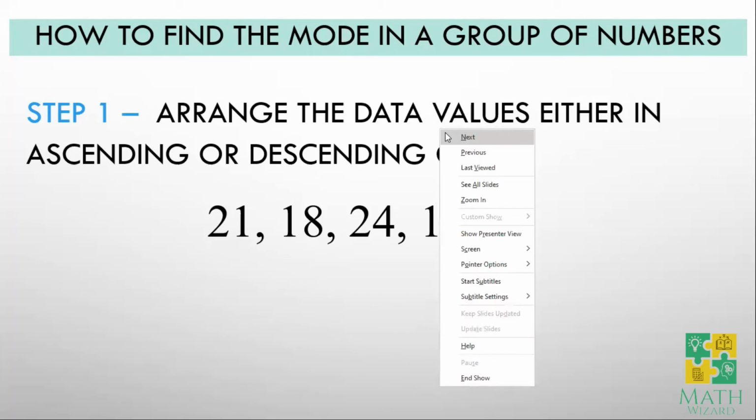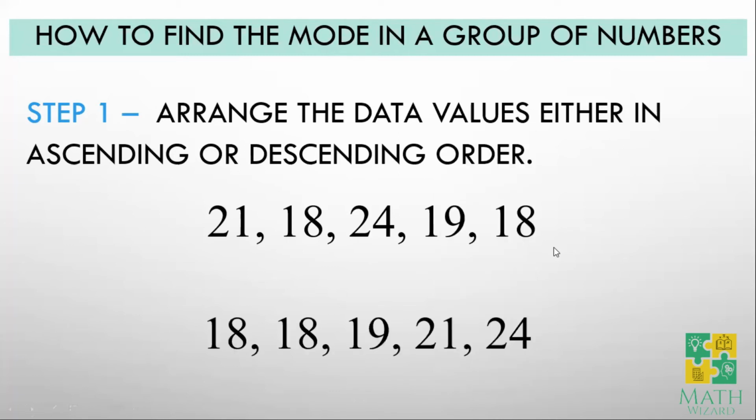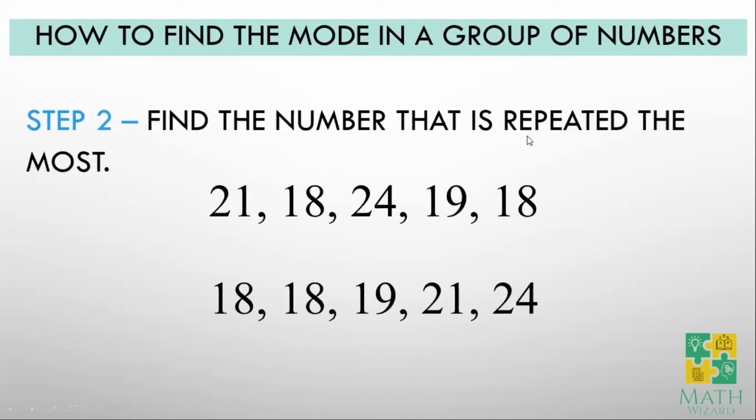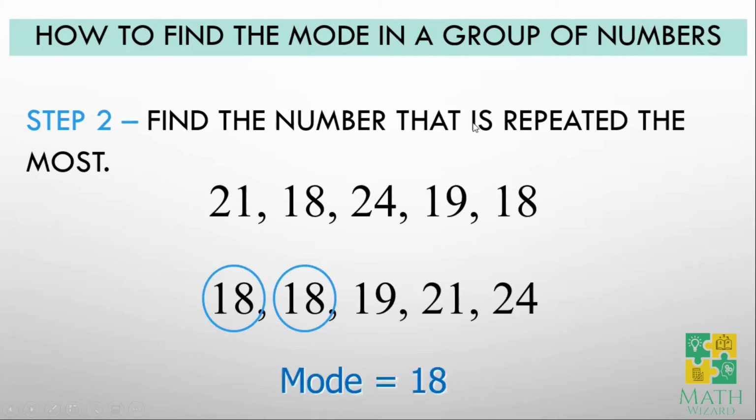So para maging systematic lang, ang ating first step is we need to arrange the data values either in ascending or descending order. So we arrange that in increasing order or the ascending order. That becomes 18, 18, 19, 21, and 24. And next, find the number that is repeated the most, and that is equal to 18. Twice nag-appear si 18 and the rest is just only once. Kaya ang ating pong mode is equal to 18.